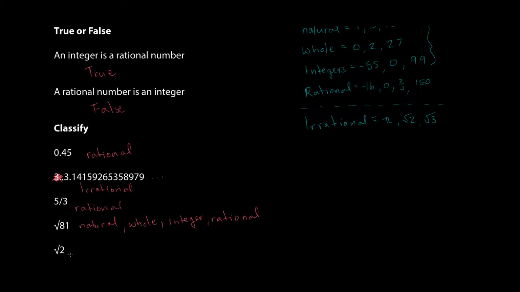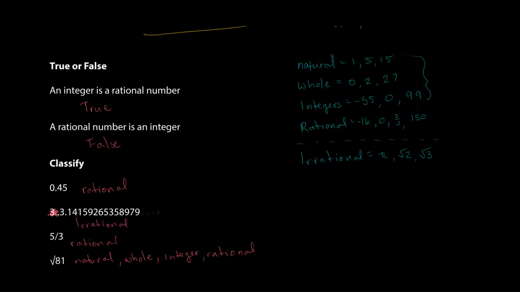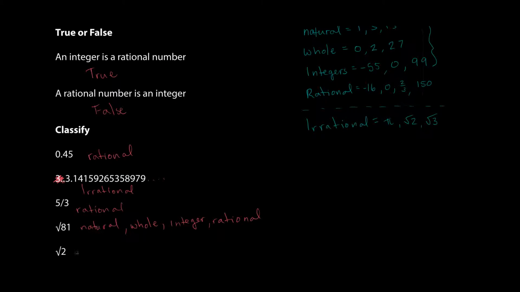Now we have root 2. So root 2 is some decimal. And because it's a decimal, it's not natural, whole, or an integer. And root 2, like I mentioned over here, is one of those numbers that you come across that's really often used to describe an irrational number. So this is irrational.